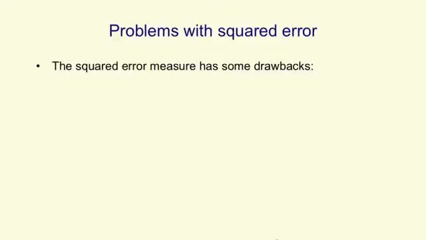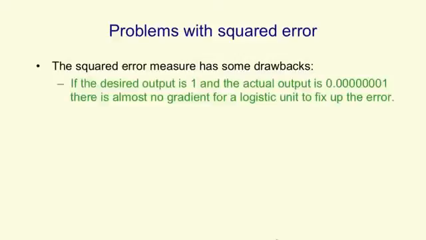But the squared error measure has some drawbacks. If, for example, the desired output is a 1, so you have a target of 1, and the actual output of a neuron is 1 billionth, then there's almost no gradient to allow a logistic unit to change. It's way out on a plateau where the slope is almost exactly horizontal, and so it will take a very, very long time to change its weights, even though it's making almost as big an error as it's possible to make.